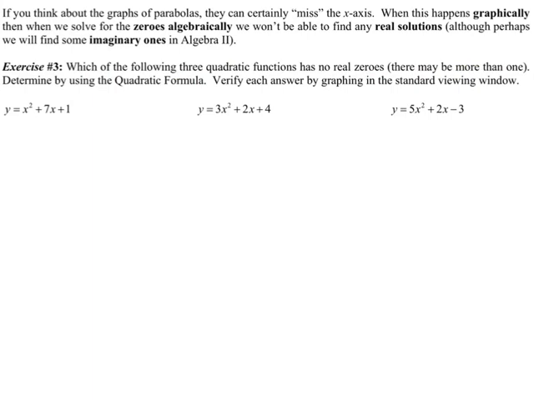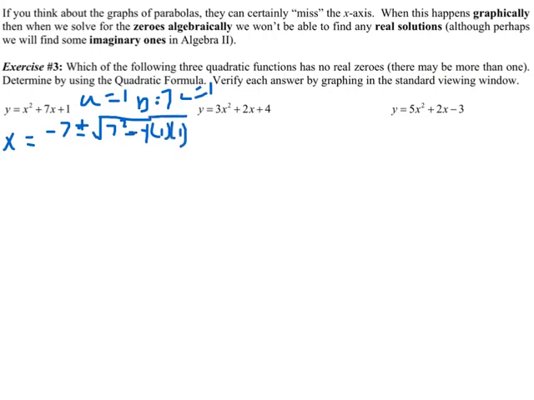I know that my A is equal to 1, my B is equal to 7, and my C is equal to 1. So we'll get x equals the negative of 7 plus or minus the square root of 7 squared, and then minus 4 times 1 times 1. Okay? That means x is equal to, oh, don't forget, this is what a lot of people do, 2 times a on the bottom, of 1.